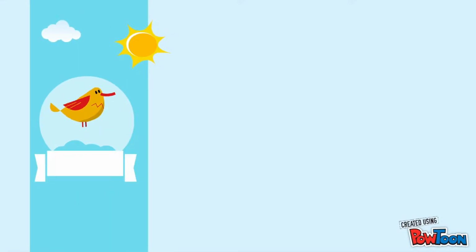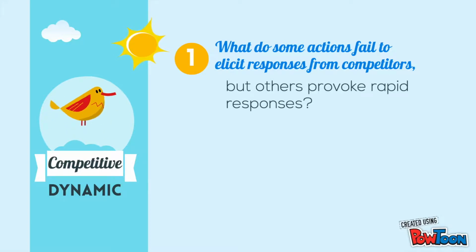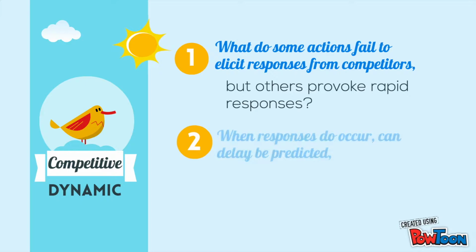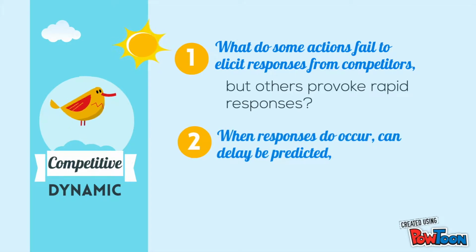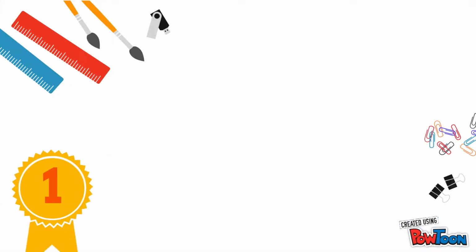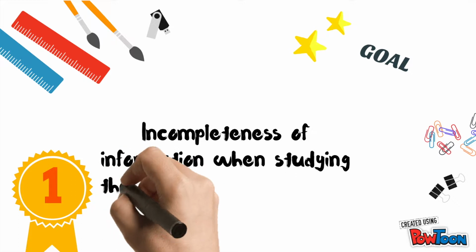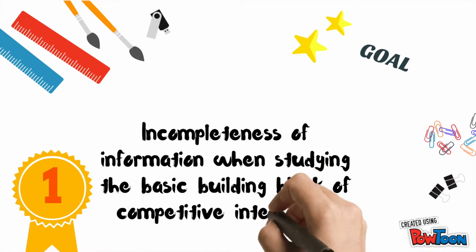The fundamental questions in competition. Why do some actions fail to elicit responses from competitors, but others provoke rapid responses? And the second question is, when responses do occur, can delay be predicted, and will the challenge match the action or be an escalation? A principal purpose was to identify variables that strategists use to compensate for incompleteness of information when studying the basic building block of competitive interaction.